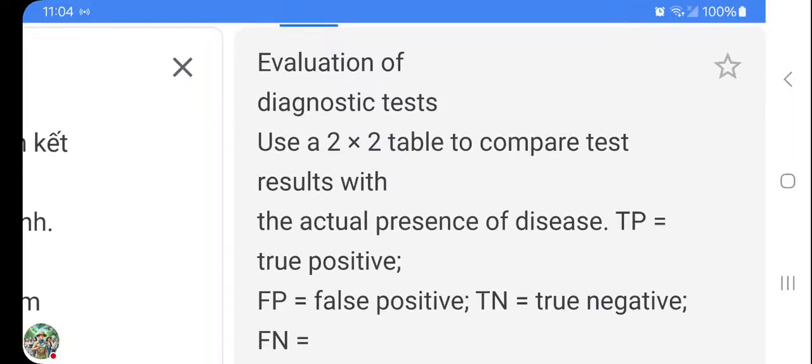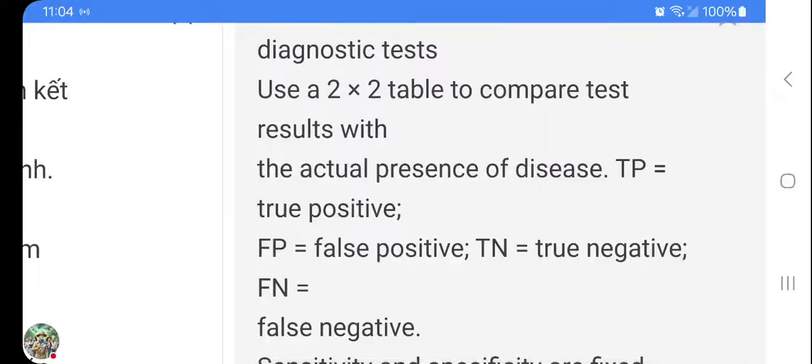The 2 by 2 table compares the test result with the actual presence of disease. So now we have TP. TP stands for the first cell, the first square. That stands for true positive.